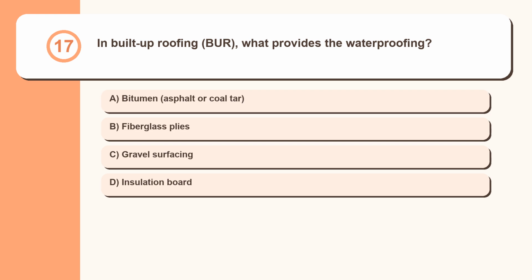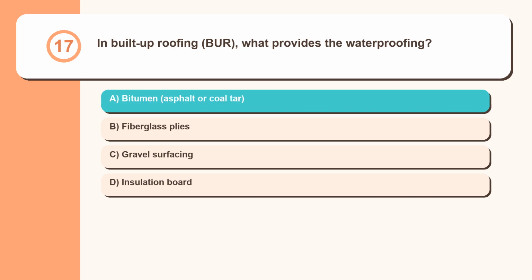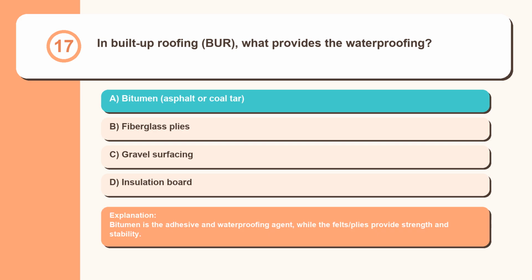Question 17. In built-up roofing, what provides the waterproofing? Bitumen, asphalt or coal tar, fiberglass plies, gravel surfacing, insulation board. Bitumen is the adhesive and waterproofing agent, while the felt/plies provide strength and stability.